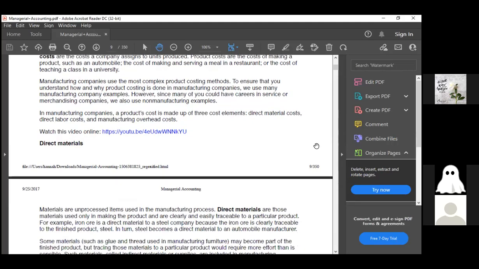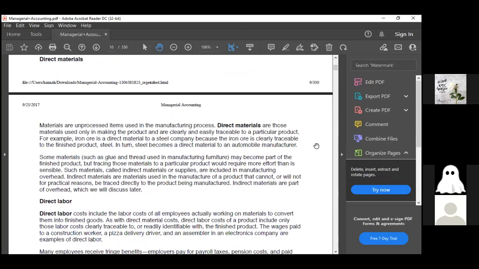Okay, so we start over here again with direct materials and a much better explained definition of direct material. Materials are unprocessed items used in the manufacturing process. According to the definition, direct materials are those materials used in making the product and are clearly and easily traceable to the particular product. For example, iron ore is a direct material to a steel company, because the iron ore is clearly traceable into the finished product, that is steel. In turn, steel becomes a direct material to an automobile manufacturer.